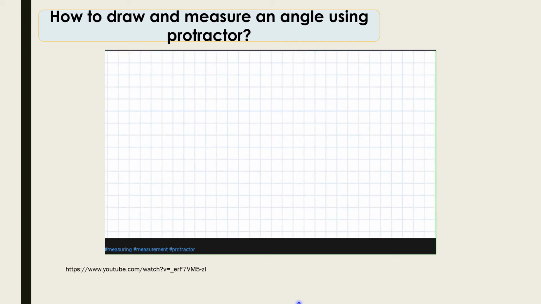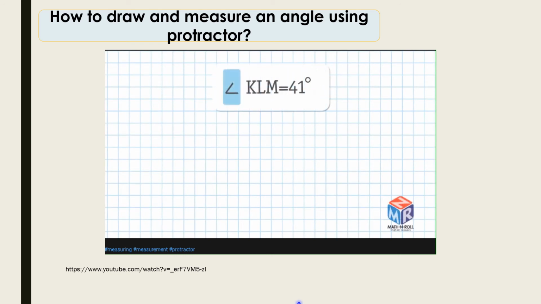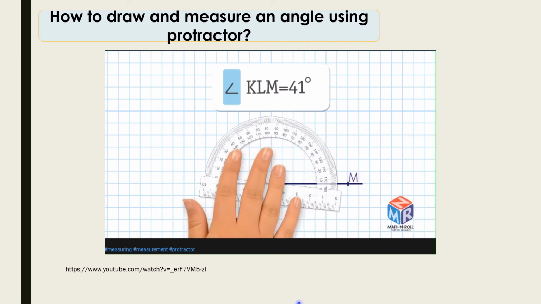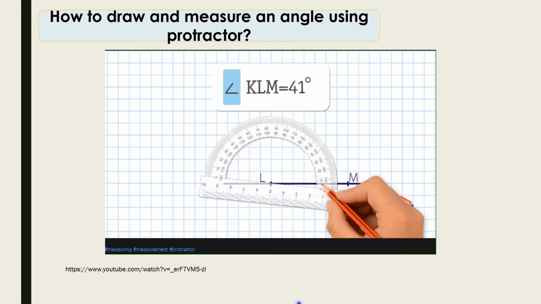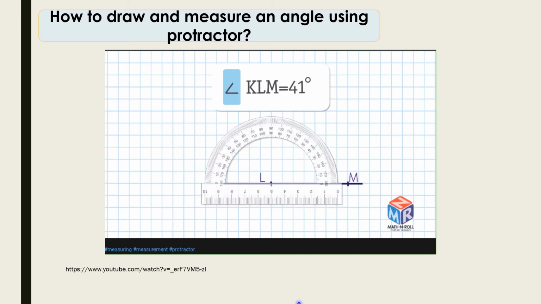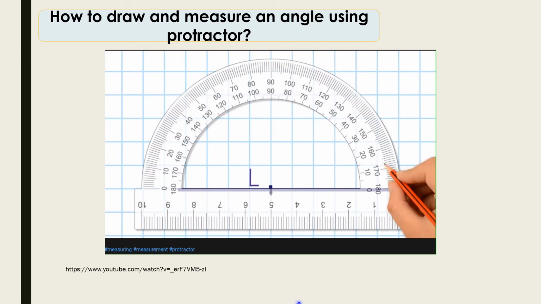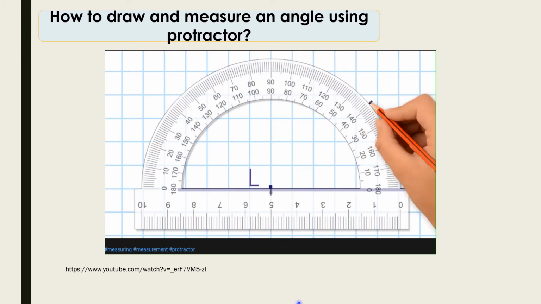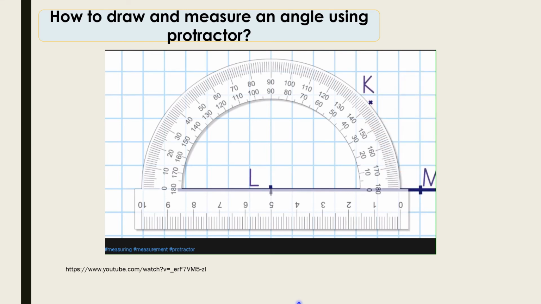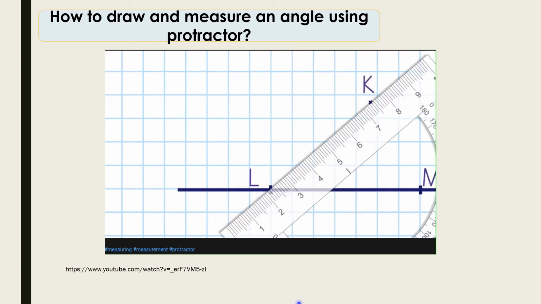Let's try another example. You need to draw angle KLM with a measure of 41 degrees. Use the straight edge of the protractor to draw a line. Mark the points L and M on it. Place the center point of the protractor on point L. Align ray LM with the 0 mark on the protractor. Hold the protractor firmly. Count up from 0 to 41 degrees. It is point K. Use the straight edge of the protractor to draw the ray LK.